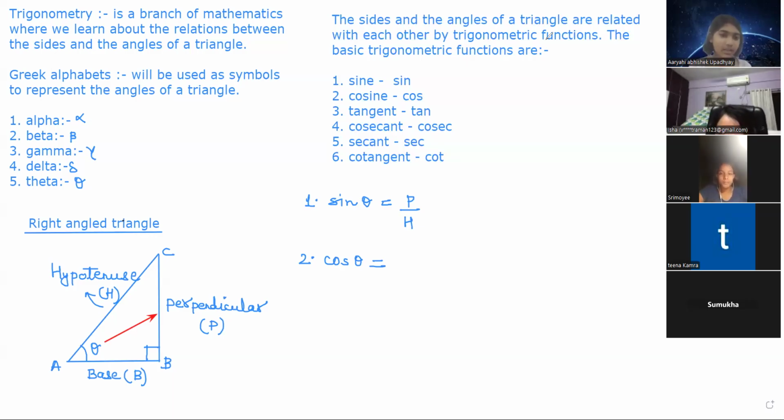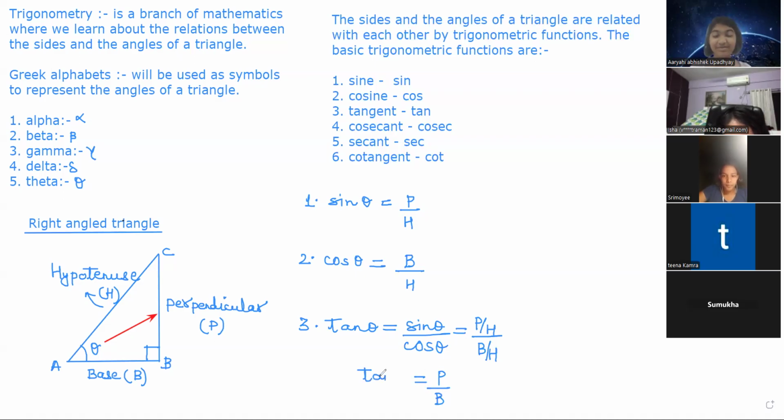ओके। So cos theta is what? Cos theta is base upon hypotenuse. ठीक है? Third is tan theta, and tan theta is the ratio of sin theta to cos theta, and this is given as p by h upon b by h, which will be finally p by b, perpendicular upon base. This is what tan theta is.